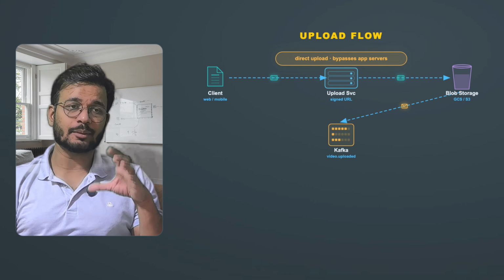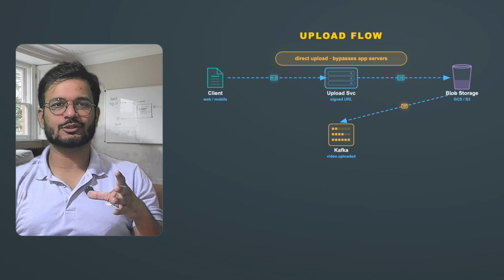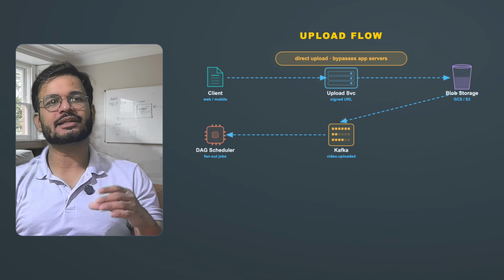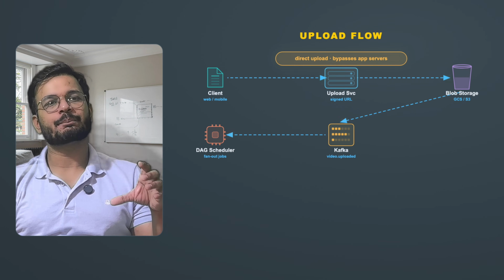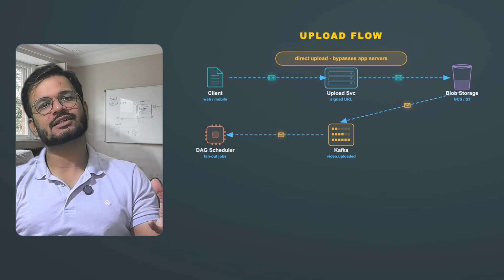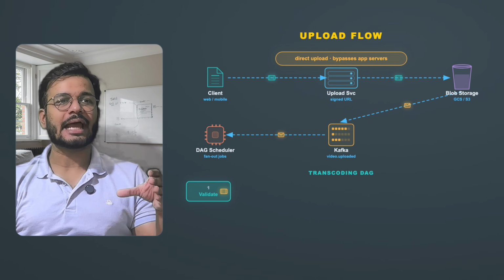Now, once the upload is completed, the blob storage emits an event. This event goes to the messaging queue in Kafka. The topic is something like video.uploaded. The transcoding job scheduler picks up the event then. It creates the transcoding DAG, a directed acyclic graph of jobs. The DAG looks like this.